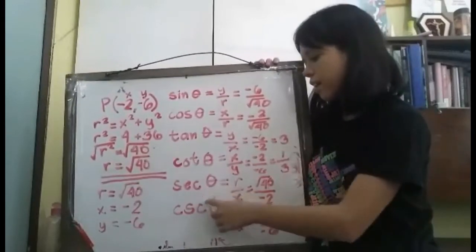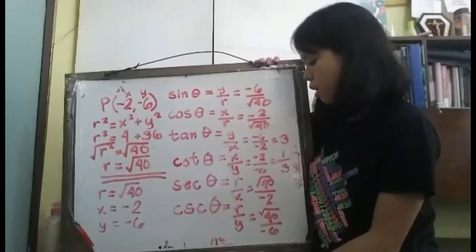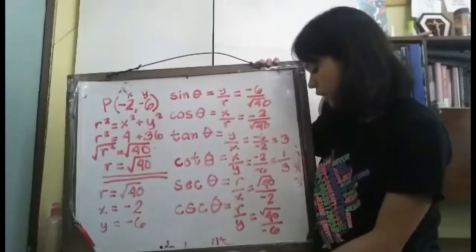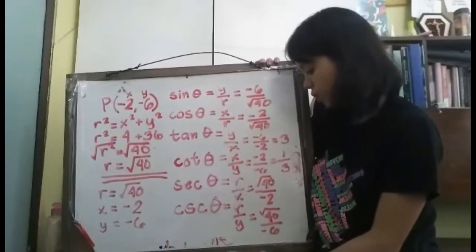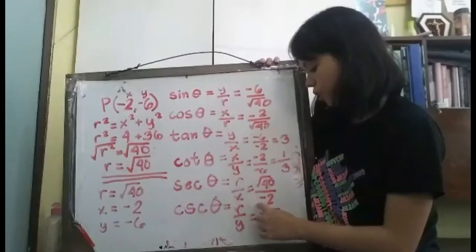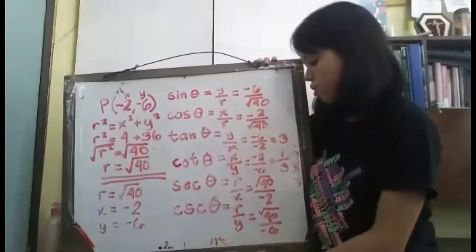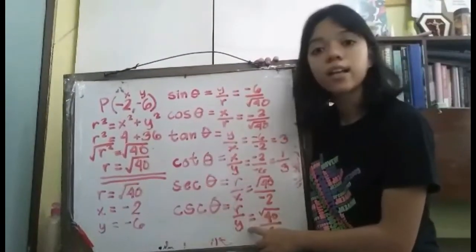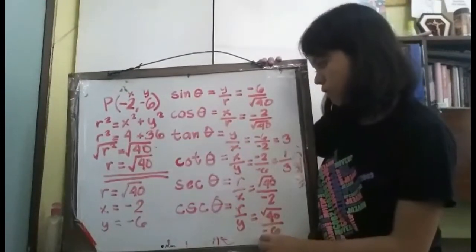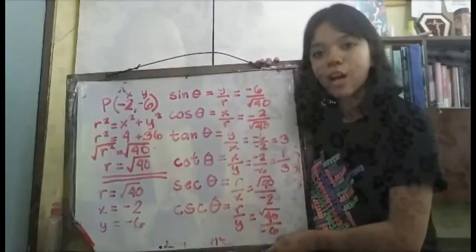And then the secant theta, it's the reciprocal of the cosine theta. So it equals r over x, and r over x is equal to square root of 40 over -2, or you can have negative square root of 40 over 2. The cosecant is the reciprocal of the sine theta, which means r over y. And then our r over y equals square root of 40 over negative 6. So there you have it. This is the example. Hope you enjoy.